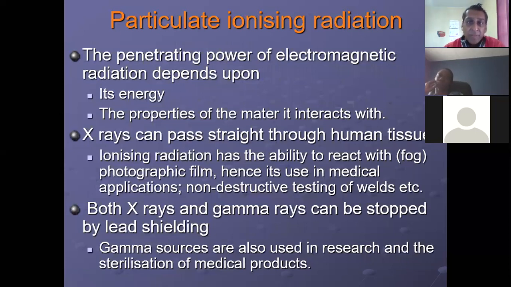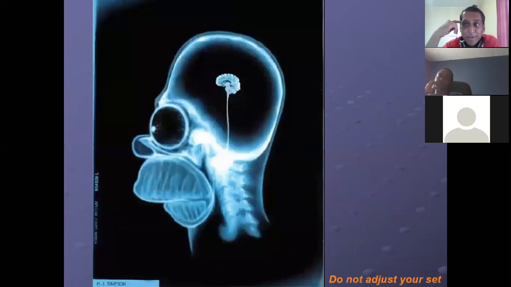The penetrating power of electromagnetic radiation depends upon its energy and the properties of matter it interacts with. X-rays can pass through human tissue. Ionizing radiation has the ability to react with photographic film, hence its use in medical applications, non-destructive testing of wells, etc. Both X-rays and gamma rays can be stopped by using lead shielding. Gamma sources are also used in research and the sterilization of medical products, right? So a typical X-ray here of Homer Simpson's brain.